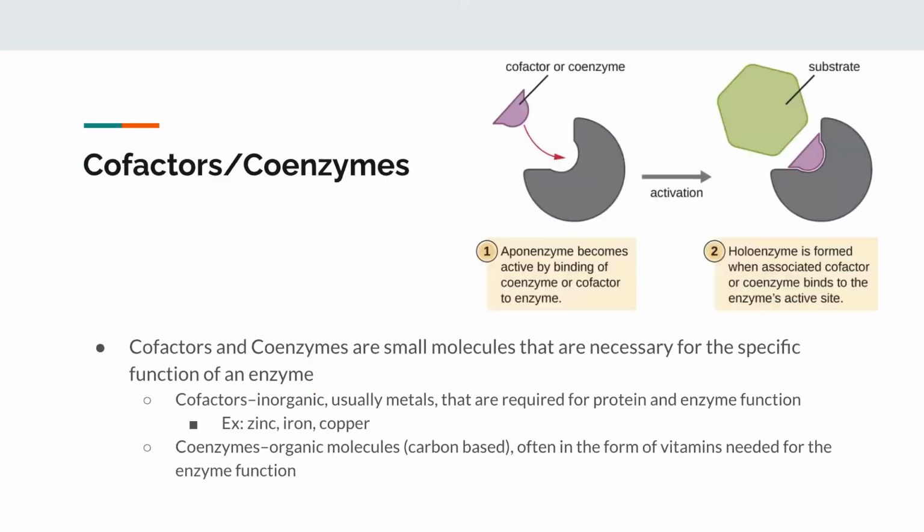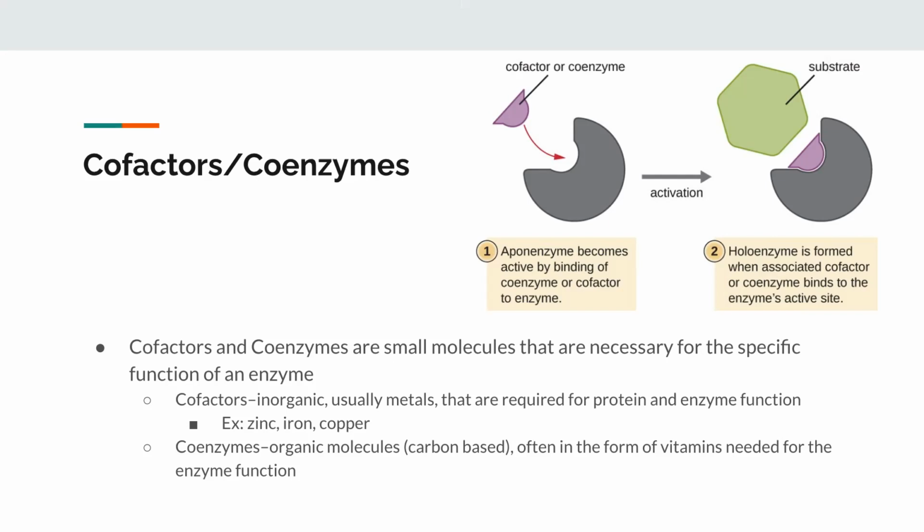Okay. Then we're going to get into the stuff that can interact with enzymes and change enzymes. First thing is cofactors and coenzymes. They're small molecules that are necessary for a specific function of certain enzymes. Cofactors are inorganic. They're usually metals that are required for the protein or the enzymes to function. A lot of times it's zinc, iron, or copper. You can also have small inorganic compounds.